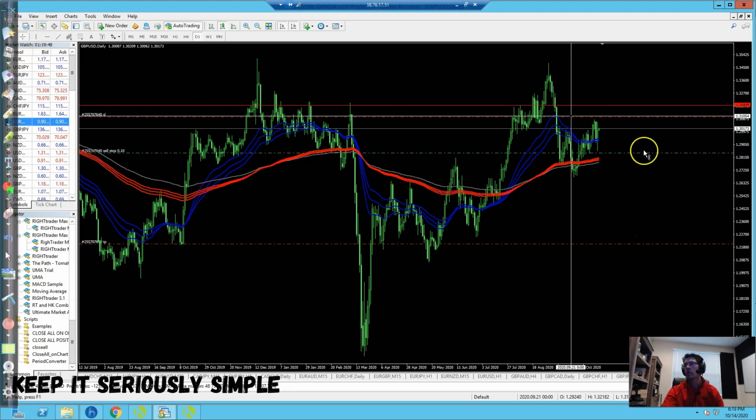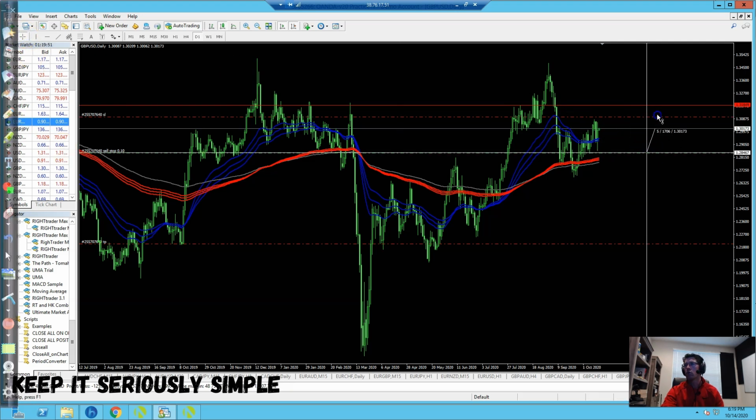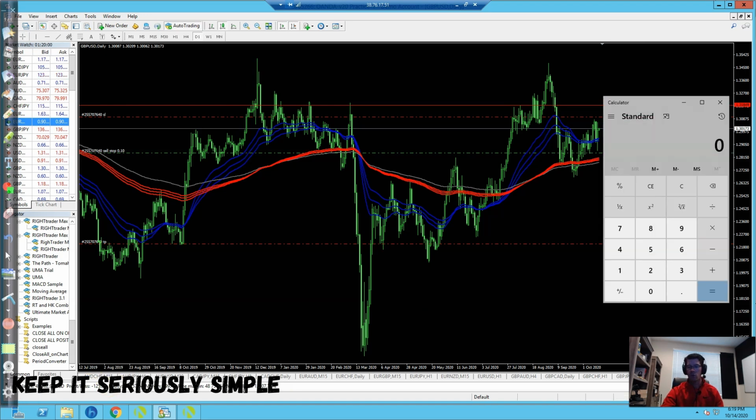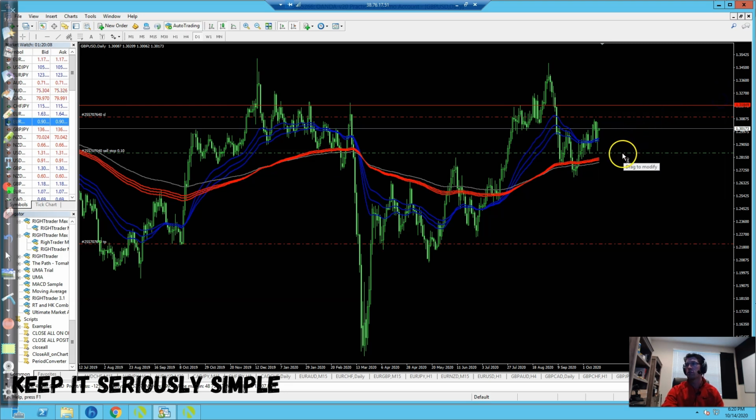So again, you can compare. We're looking at around a 260 pip risk for a 630 pip reward. So let's do the math on that. So 630 divided by 260. We're looking at a 2.42 reward to risk. Okay, if you like the setup, that is an option for this particular trade.